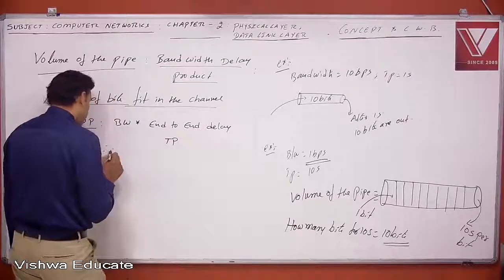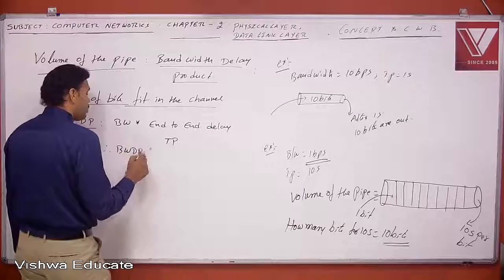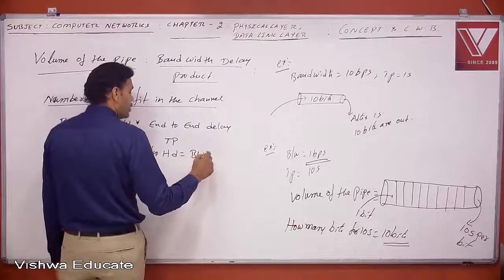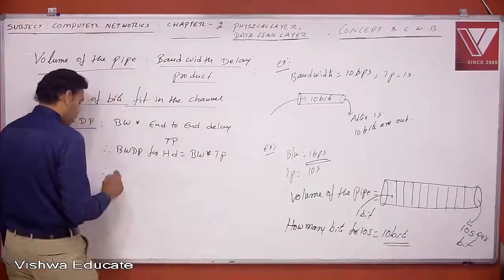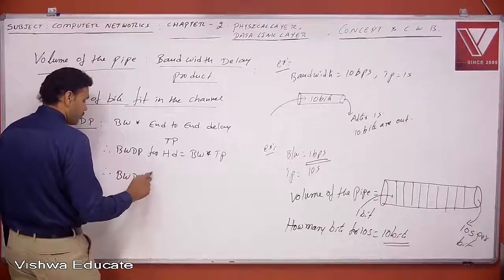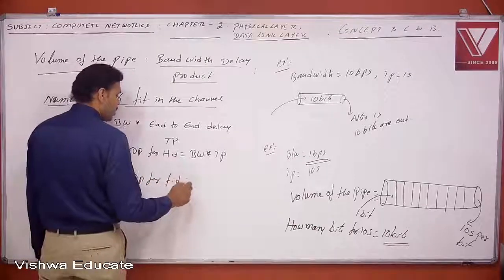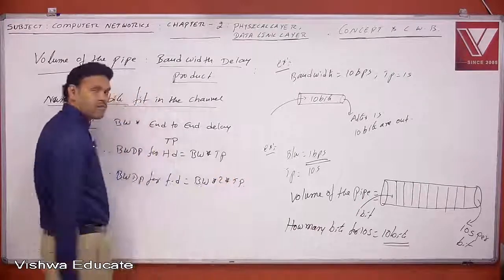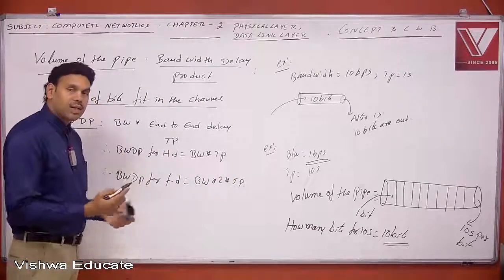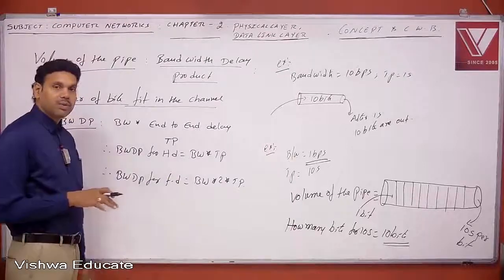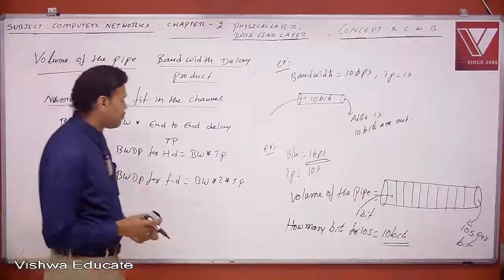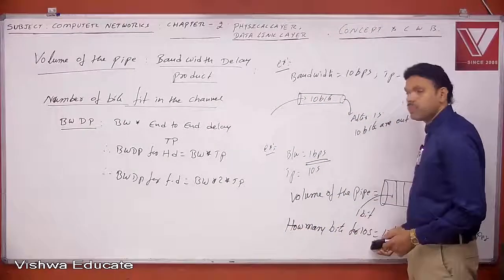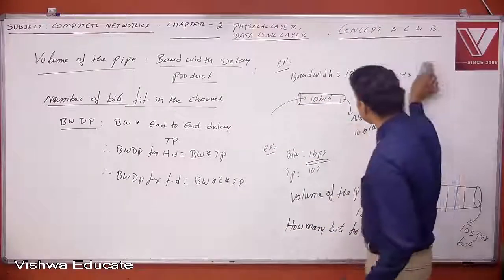Therefore, BWDP for half duplex is equal to bandwidth into Tp. BWDP for full duplex is equal to BW into 2 into Tp. Why? Because both sides can send the data, therefore the pipe is very vast. So using that, how come it is 10 bits, and how come it is 20 bits, we would like to see now.